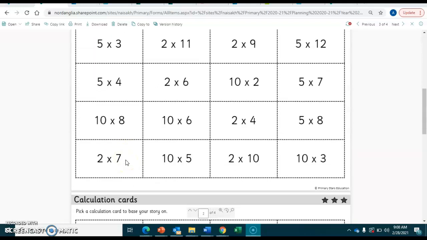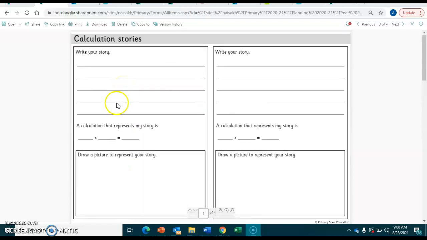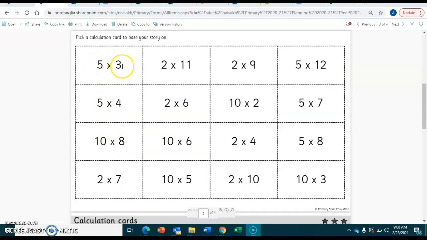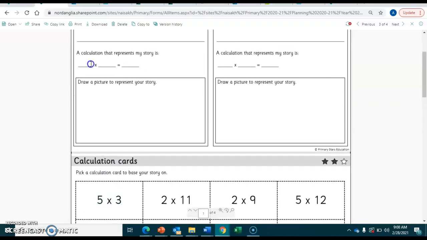So if I chose 5 times 3, I would write something like, there are 5 bags, there are 3 balls in each bag, how many altogether? Then I'd write the calculation here, 5 times 3, so that's this here, and I would put that here. And then I'd have a go at drawing this. So if I was doing 5 bags of 3 balls, I would draw 5 bags, and then I'd put 3 balls in each bag, and then I would solve the answer.